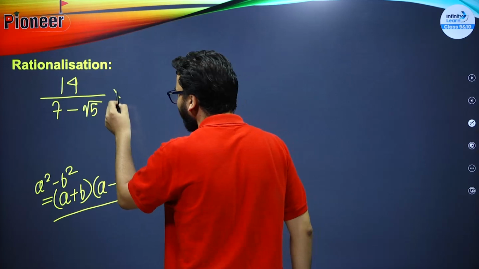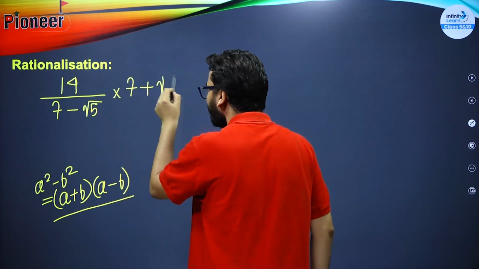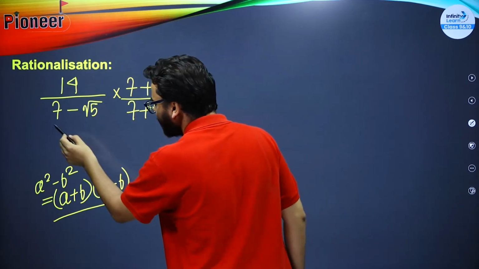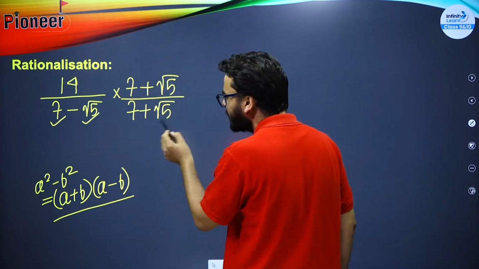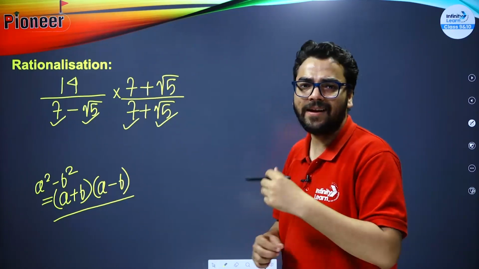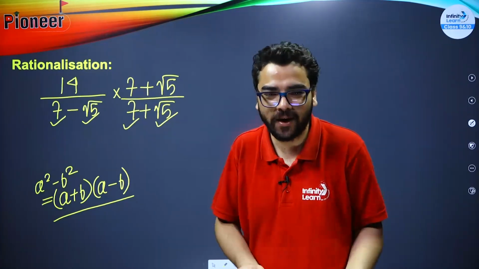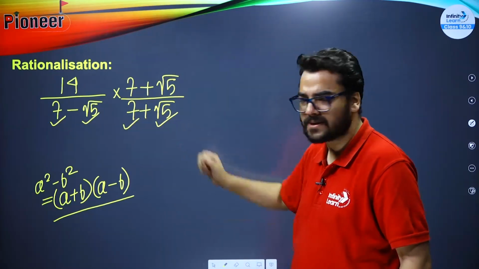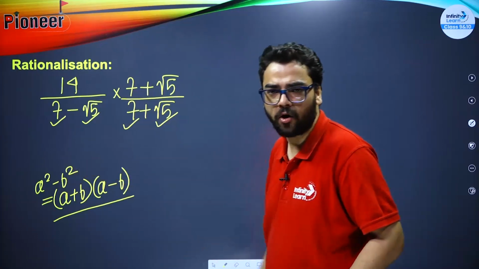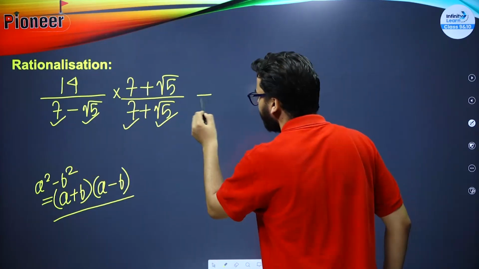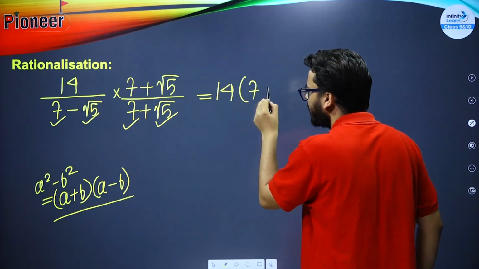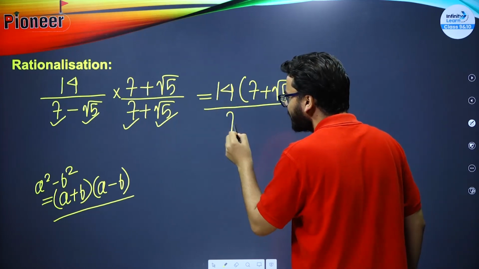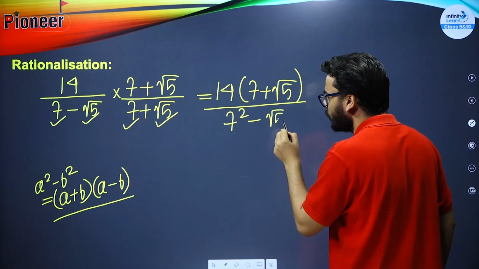So can I multiply and divide by 7 plus root 5? Why are we actually doing this? You'll get it. Because you see, can I not say this is of the form a minus b and this is of the form a plus b? I am saying it is of the form; it is not equal to a minus b or a plus b. This is of the form a minus b. This is of the form a plus b. So it will be a square minus b square in the denominator, or not? Tell me. So this will give you 14 into 7 plus root 5, and in the denominator you will get a square minus b square, or you will get 7 square minus root 5 the whole square.